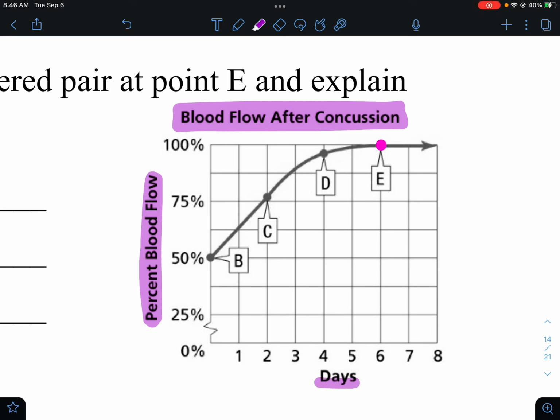And then how many days? So I guess how many days it's going to take for us to get back to 100%. Okay? I'm actually going to erase that dot so that way we can see it a little bit better.